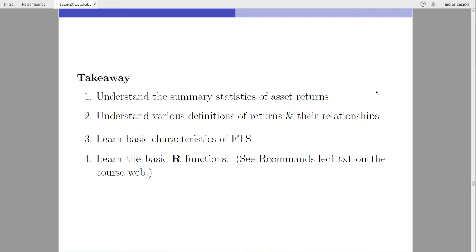So, what do we want to take away from this lecture? In first place, some understanding of the summary statistics of asset returns. On the second place, some understanding of various definitions of returns and how they are related. This means net return, this means logarithmic return, and how they're related, like 1 plus net return is e to the power of the logarithmic return. Basic characteristics of financial time series: normality, skewness, kurtosis, moments, central moment, etc.